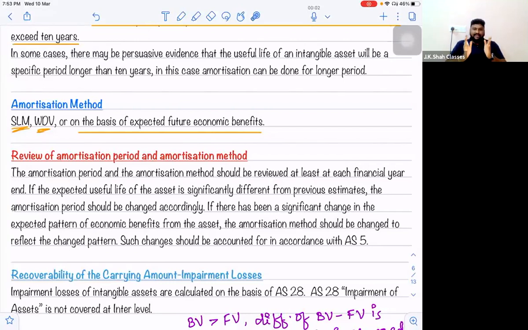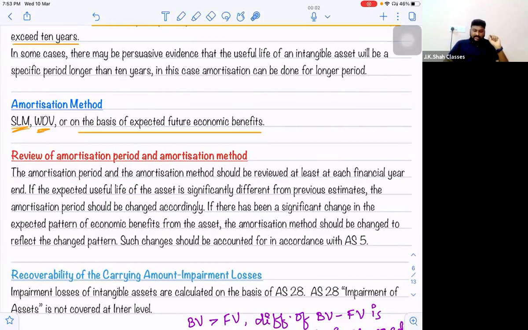And say, for example, you are following SLM method, but now you feel that no, SLM method is not correct for our enterprise because we are not having equal benefits. Our benefits are now reducing. So better to shift to WDV method. That is called review of amortization method. So at every financial year end, you should review the amortization period and method both.